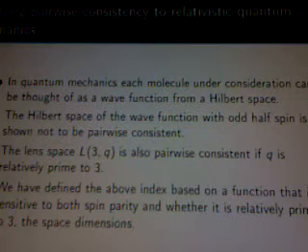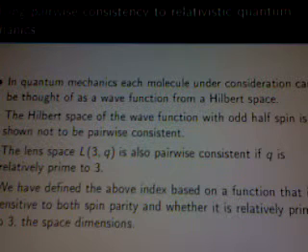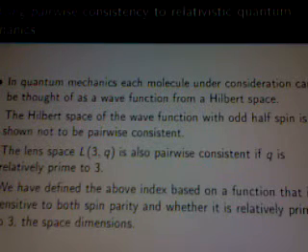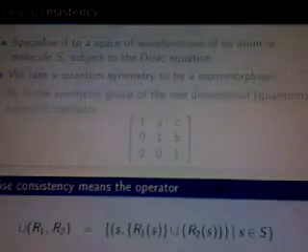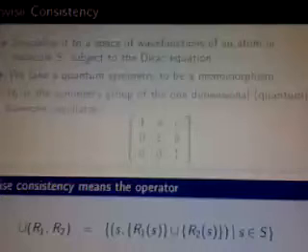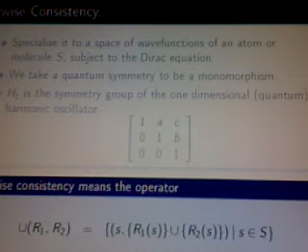We defined the above index based on a function that is sensitive to both spin parity, i.e. whether odd or even, and whether it is relatively prime to 3, the space dimensions. So we come to the definition of pairwise consistency. Pairwise consistency means that this operator is one-to-one for all quantum symmetries from S.